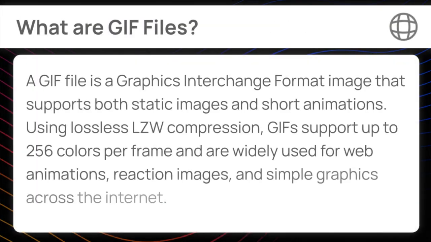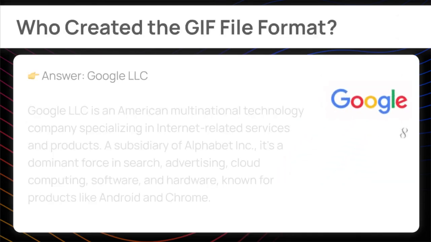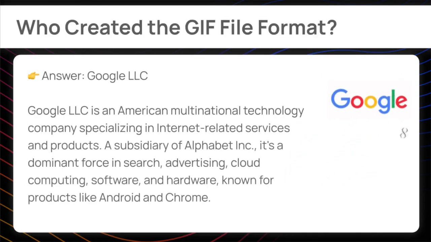A GIF file is a Graphics Interchange Format image that supports both static images and short animations. Using lossless LZW compression, GIFs support up to 256 colors per frame and are widely used for web animations, reaction images, and simple graphics across the internet.